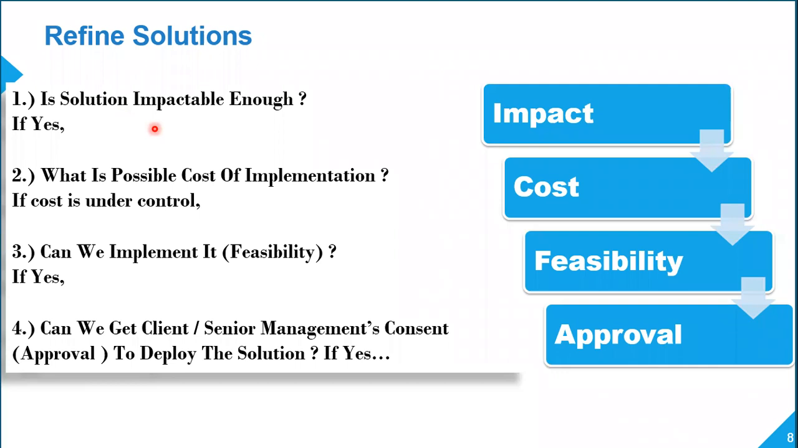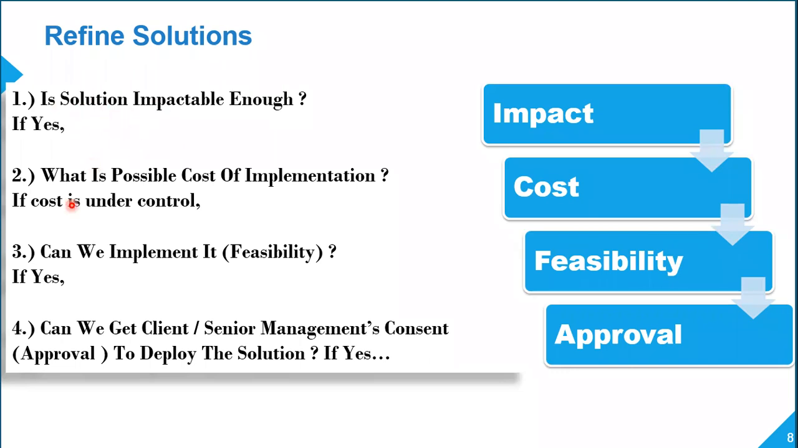We can have a majority, where almost three or four members of the team will consider yes, and others may not. That is a majority thing. And consensus means all of them together will say yes, this is a possible solution, this is an impactable solution. So that's the first thing: is the solution impactable enough?